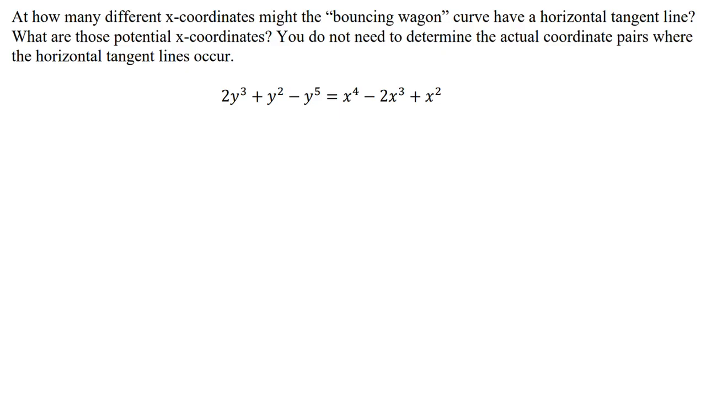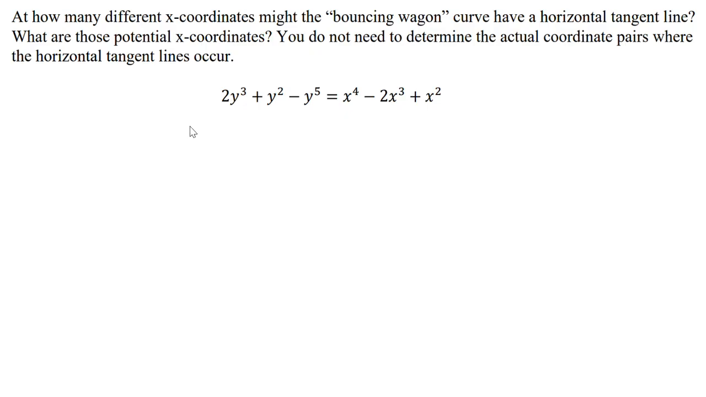Yeah, we just got two more to go. So for this one, we're looking for the potential x-coordinates at which this curve might have a horizontal tangent line. So effectively, we're looking for when the derivative equals 0, and we're only looking for the x values at which that occurs. So we'll take our derivative implicitly, because obviously this is not a function.